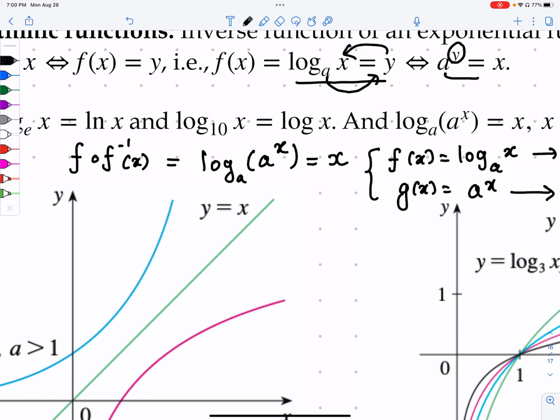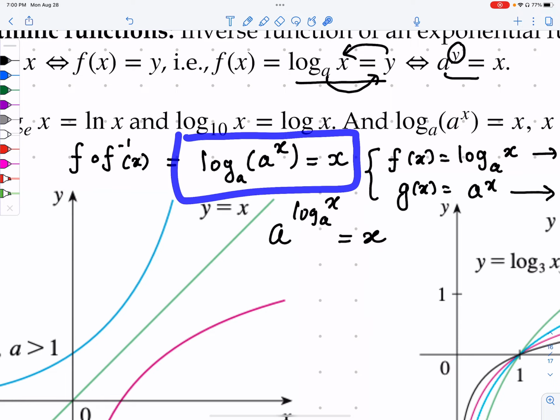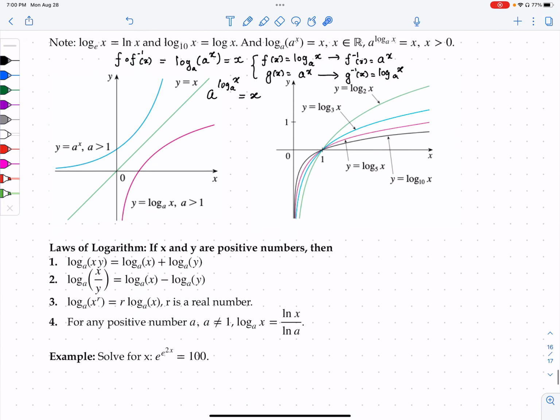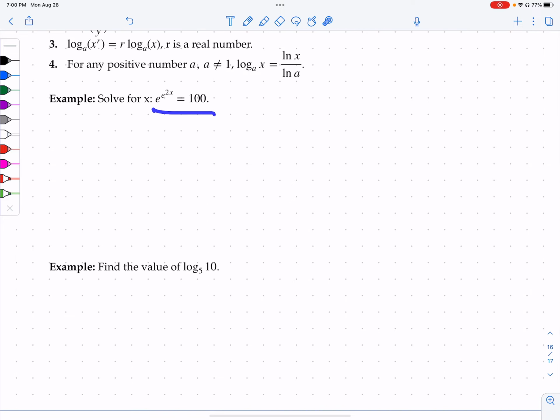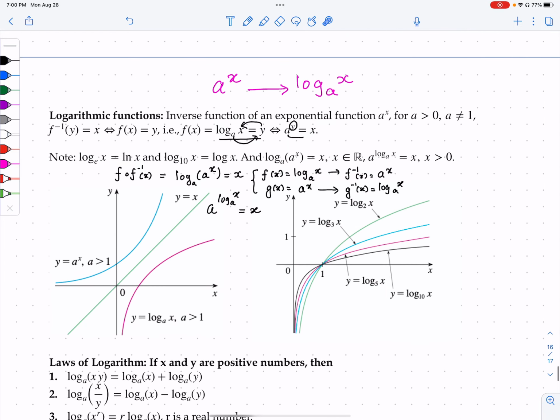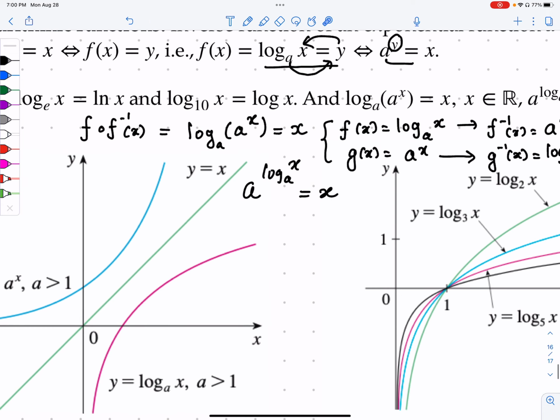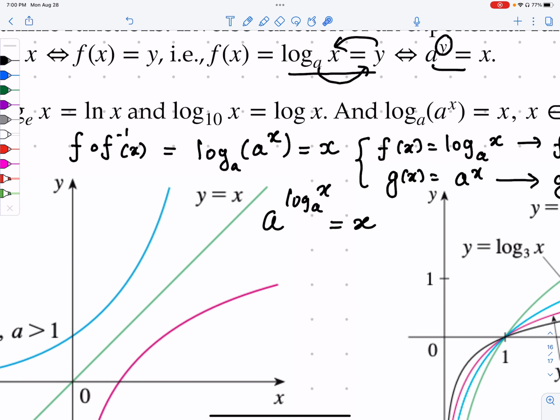What do I mean by the other way around is also true? A to the log x base a is also equal to x. And we need these properties to solve logarithmic and exponential equations. We're going to see that. As a matter of fact, we're going to use this to solve these problems in a moment. So let's again recollect these properties.